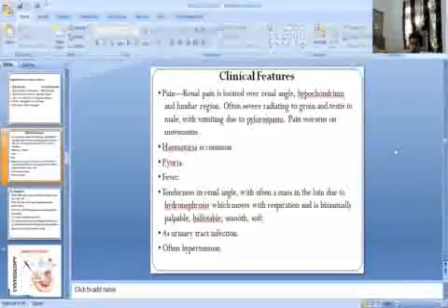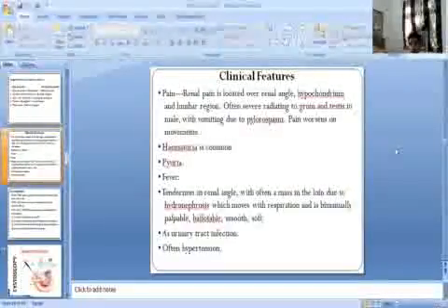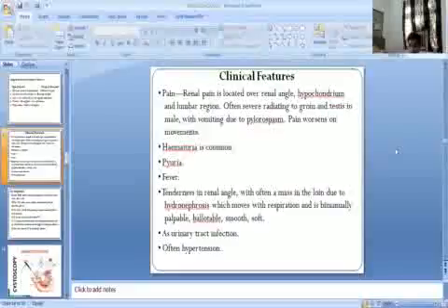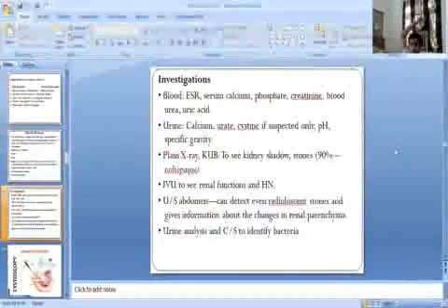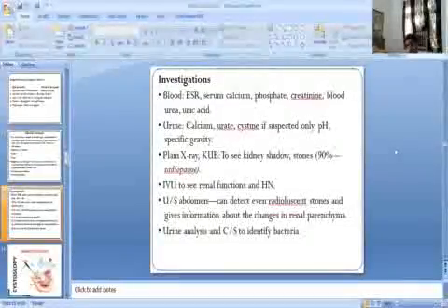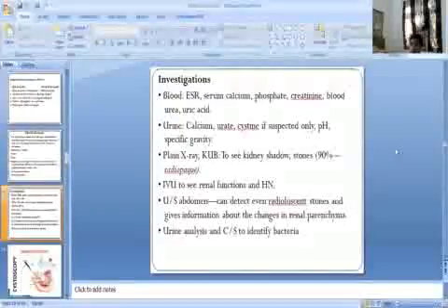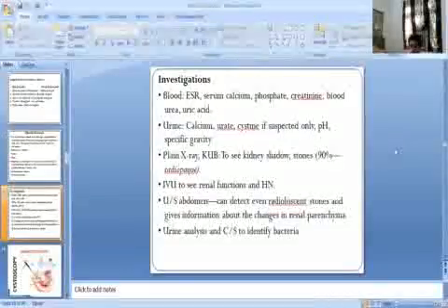Dilatable, smooth, soft, as in urinary tract infection. Often hypertension. Investigations. Blood: ESR, serum calcium, phosphate, creatinine, blood urea, uric acid. Urine: calcium, urate, cystine if suspected, also pH and specific gravity.